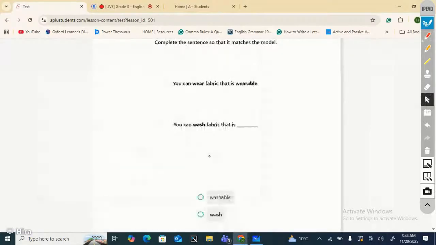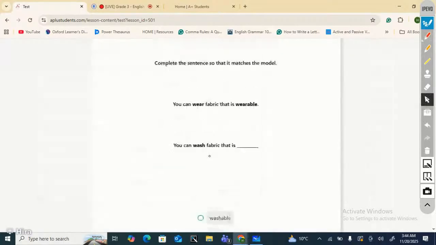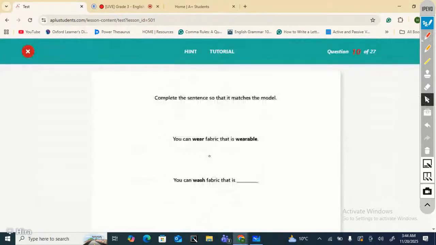Okay, students of grade 3, I hope you understand word pattern analogies and word patterns. You can complete both tests, lesson 1 and lesson 2. After the class, complete these tests. You can practice more.